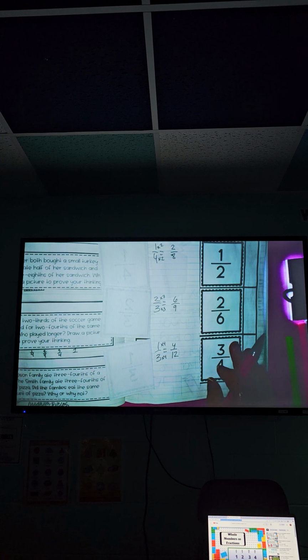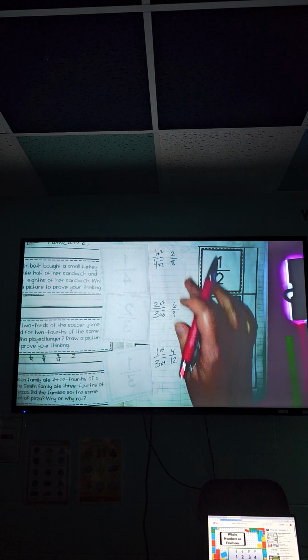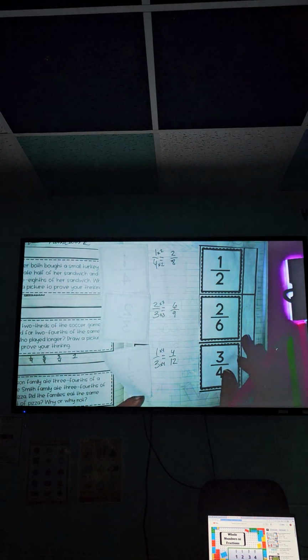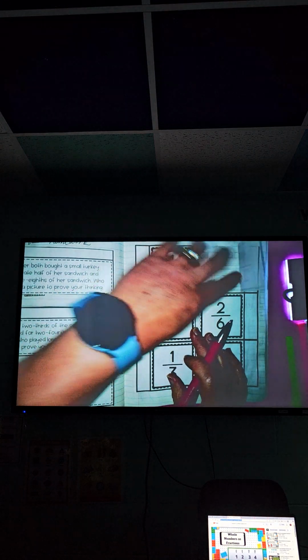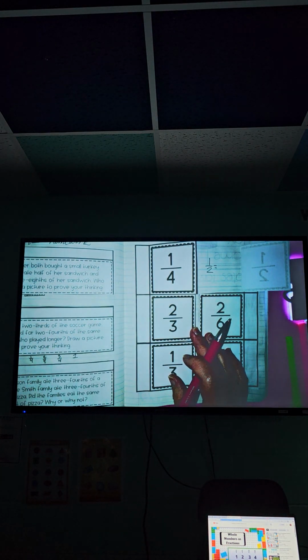So make sure you have all those notes in there, even the multiplication stuff. If you need more time, make sure you always pause the video and write what you need to write.